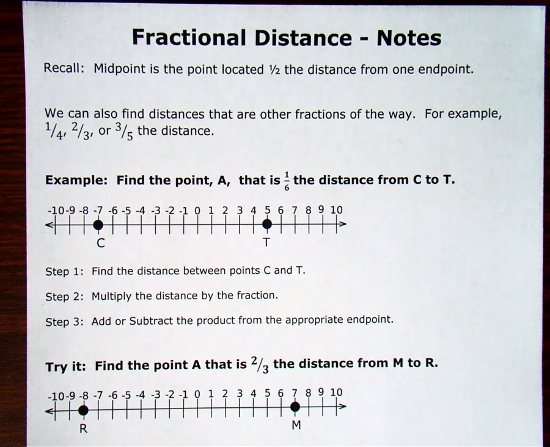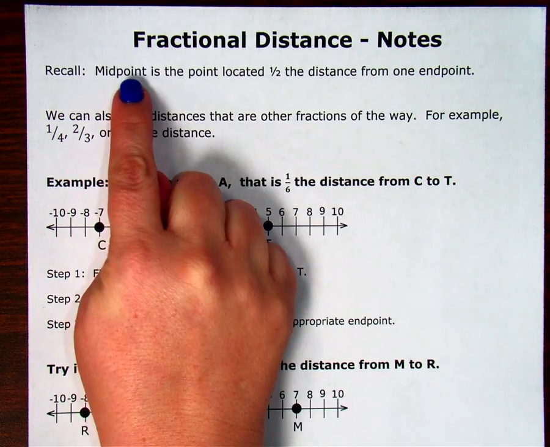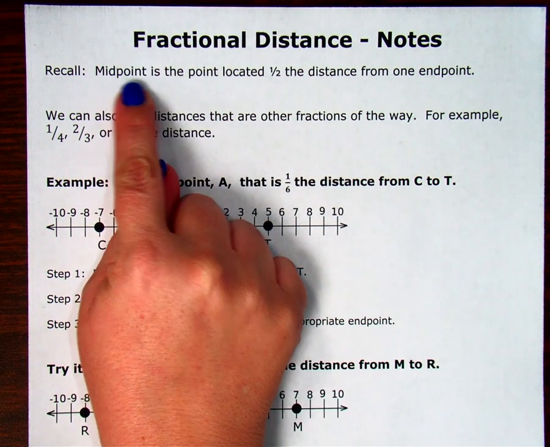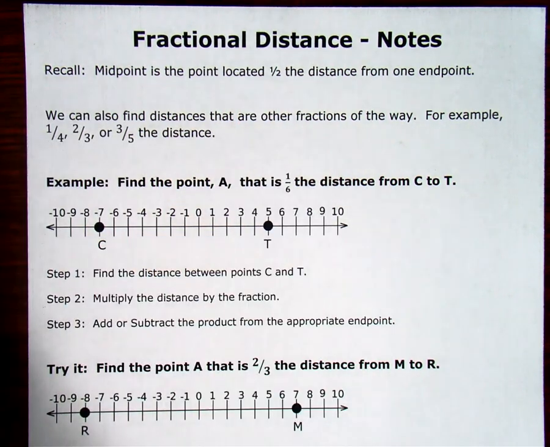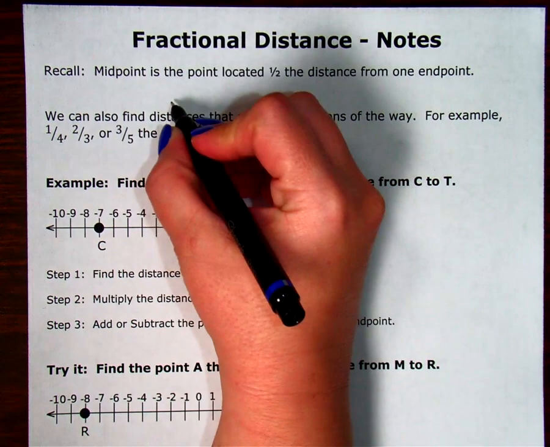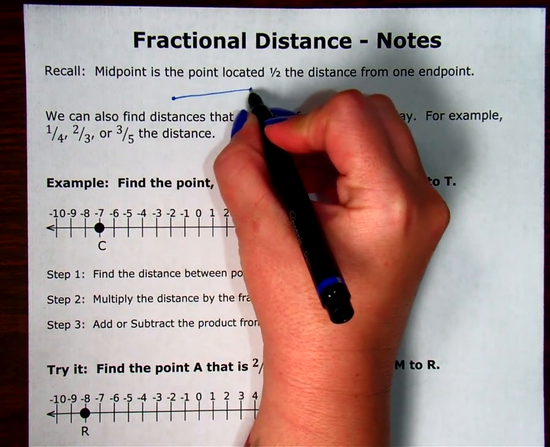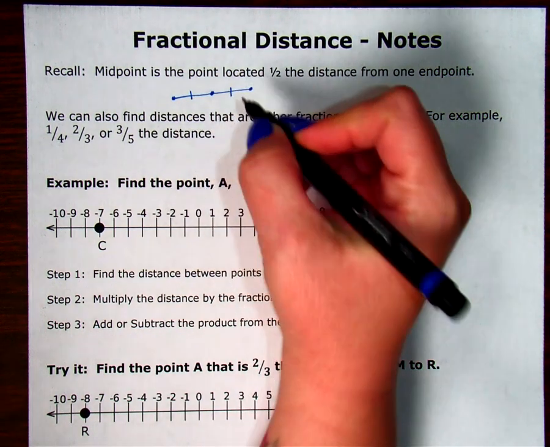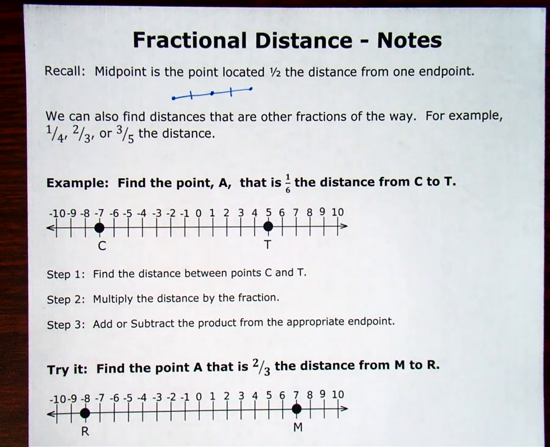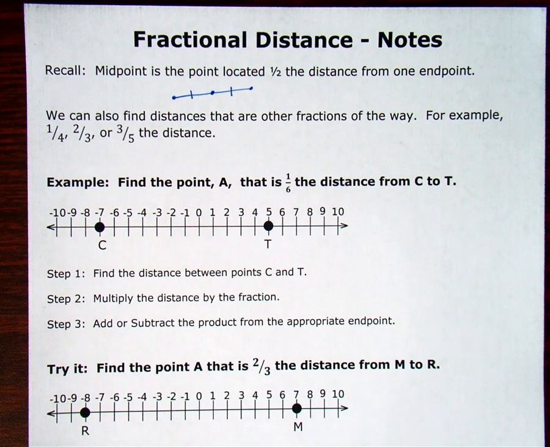Hi, in today's lesson, we're going to look at fractional distance. Before today, we looked at midpoint, which is a point that's located exactly half the distance from one endpoint. So for example, if I have a segment and I say this is a midpoint, I can know it's a midpoint because each side has to be exactly equal.